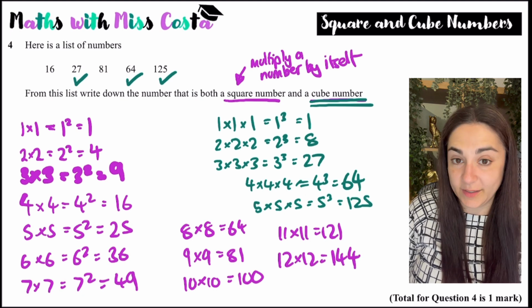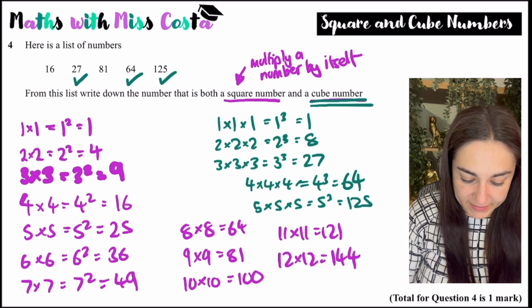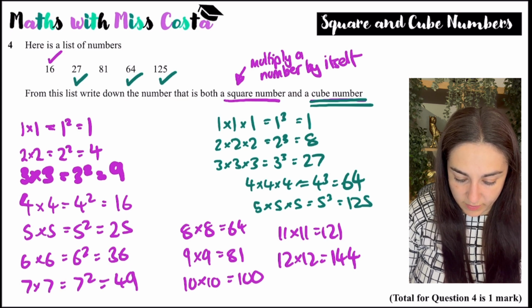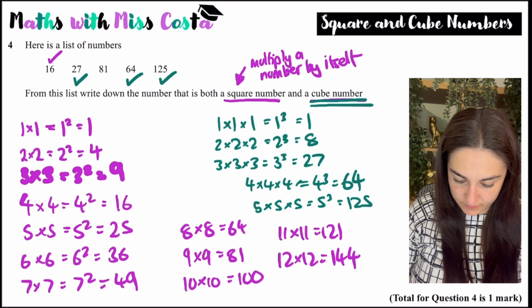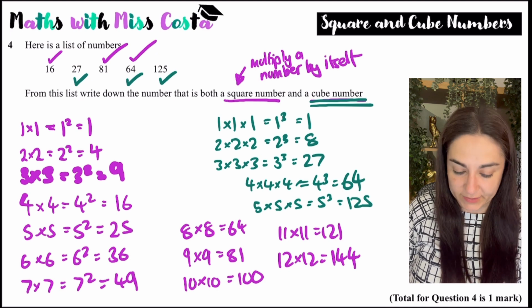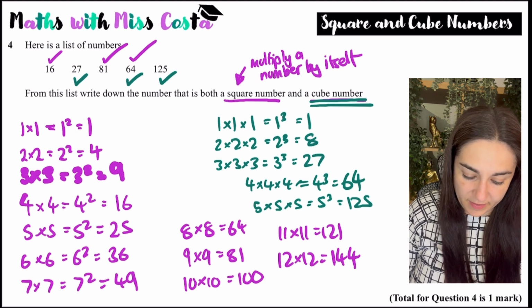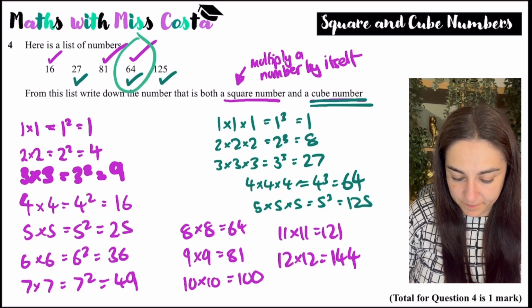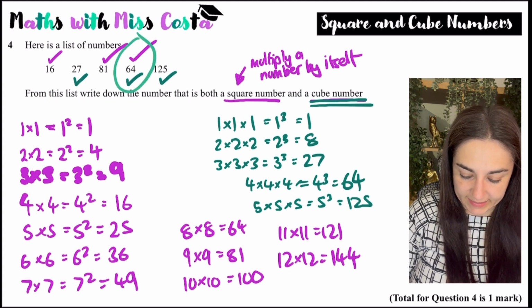So out of these, which one is also a square number? I know 16 is a square number. I know that 81 is a square number. And I also know that 64 is a square number and nothing else is. So I need to write the number that is both a square number and a cube number. So that would be 64.